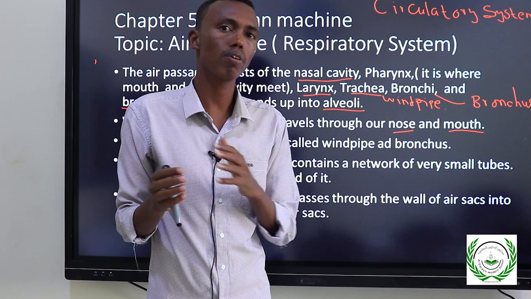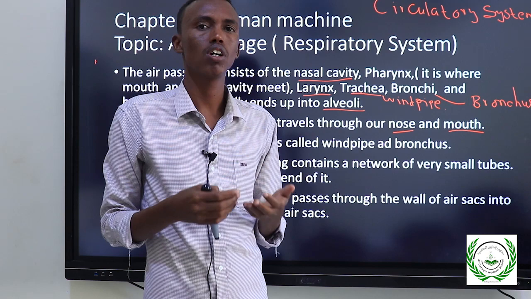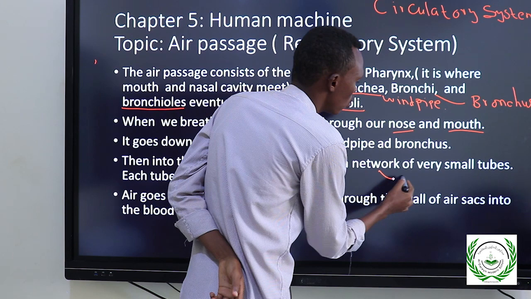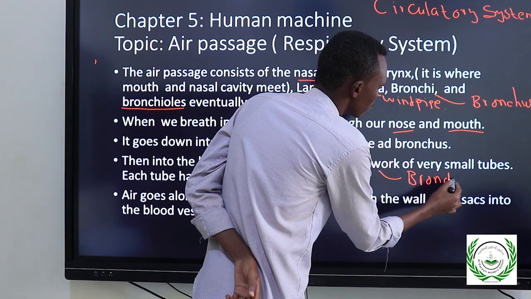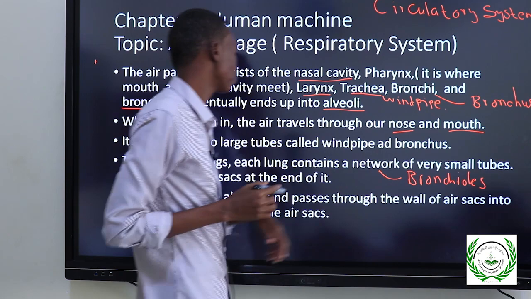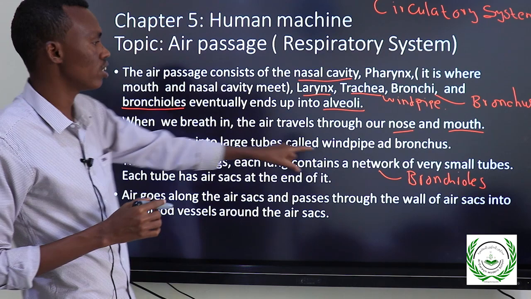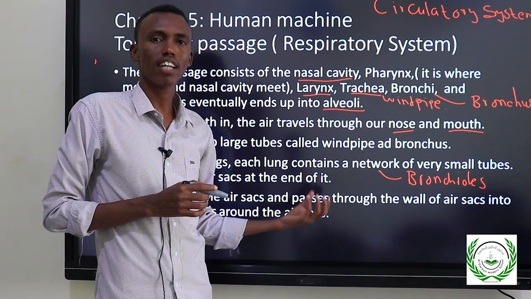Each of our lungs contains many smaller tubes which are known as bronchioles. Each tube has air sacs. At the end of each small tube, or each bronchiole, there is an air sac, which is known as an alveolus. This air sac is called the alveolus.